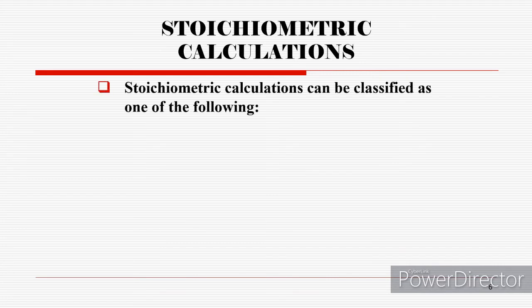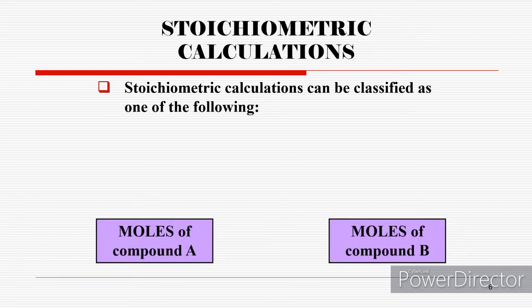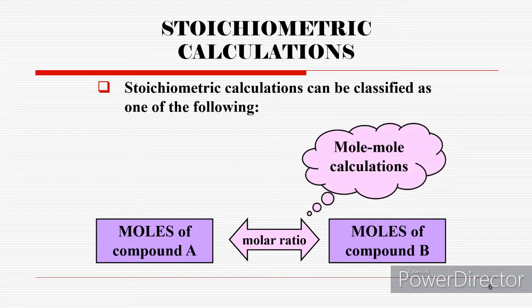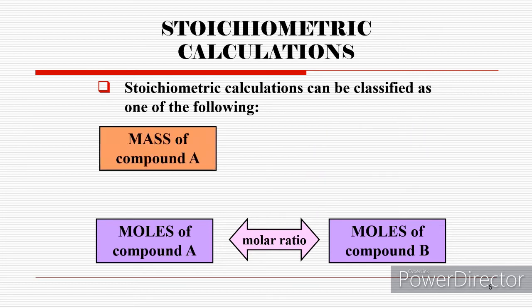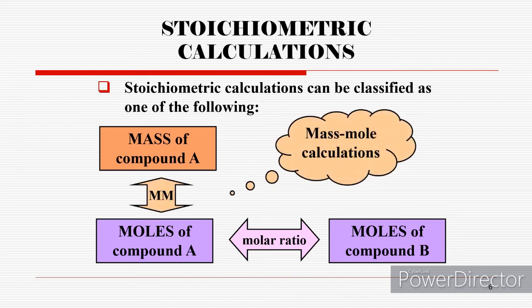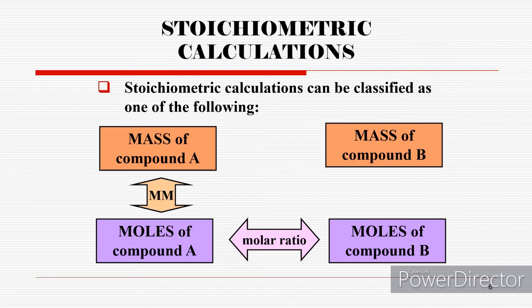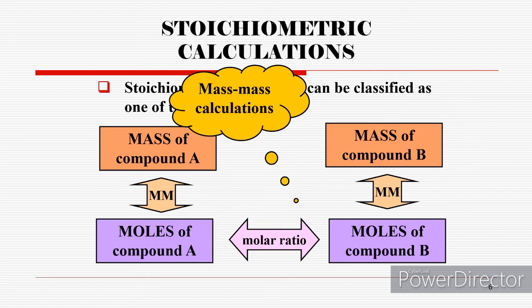Stoichiometric calculations. Stoichiometric calculations can be classified as one of the following: moles of compound A and moles of compound B, so that is mole-to-mole calculations. Mass of compound A, so that is mass to mole calculations. Then we have mass of compound B, so we have mass to mass calculations.